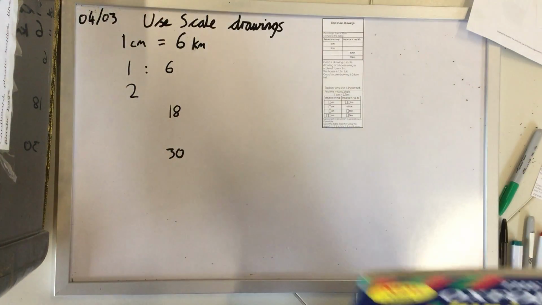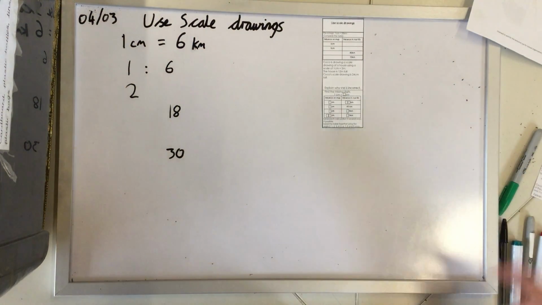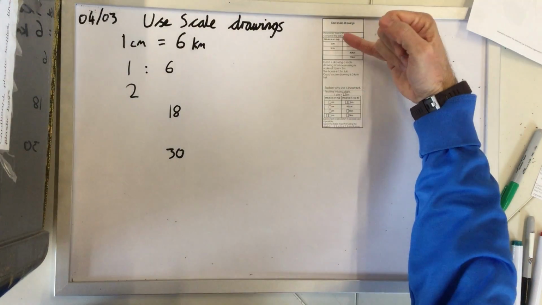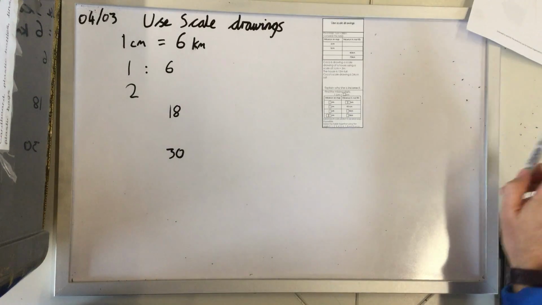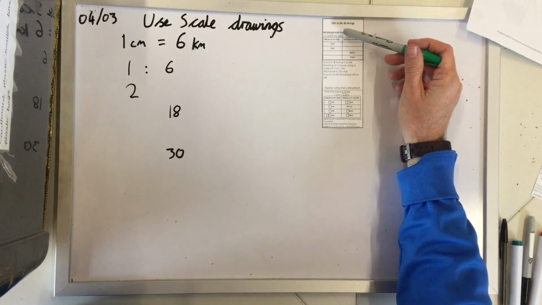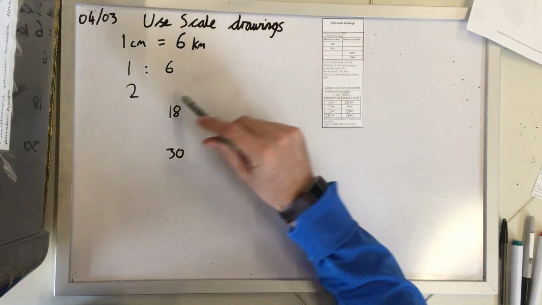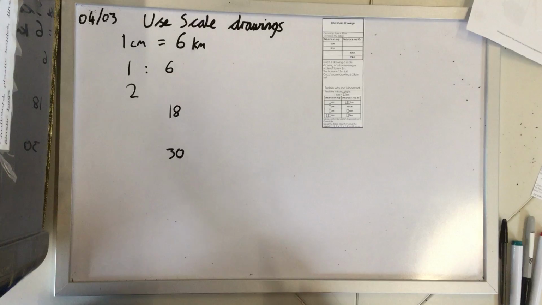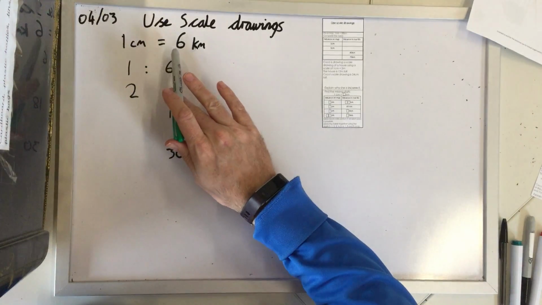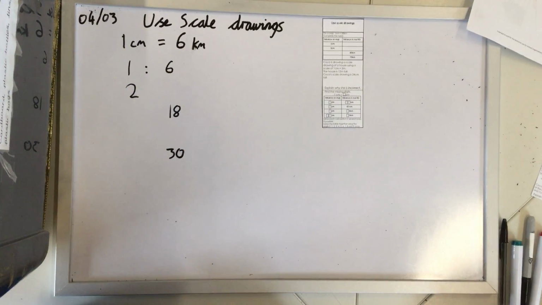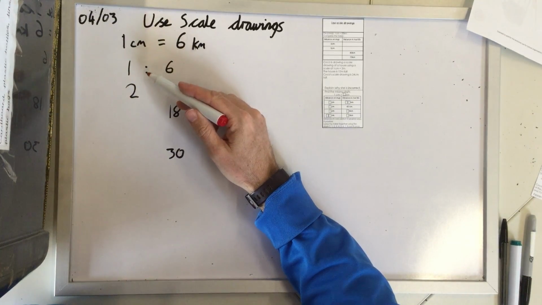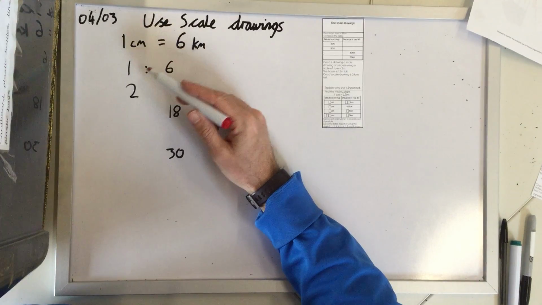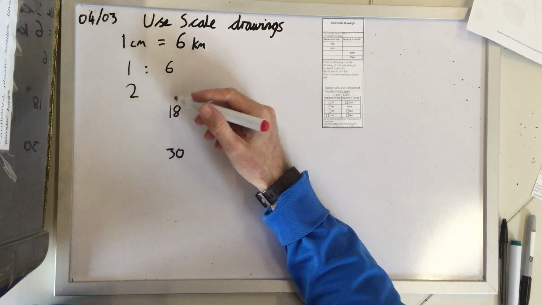So that's a scale drawing. The task today is just filling in the different charts, matching up that ratio. The one on here today is 1 centimetre equals 20 kilometres, but I've changed it just to show you a little bit on here. So 1 centimetre is equal to 6 kilometres. I've written that down so you can think of it as a ratio, 1 to 6. 1 centimetre is 6 kilometres.